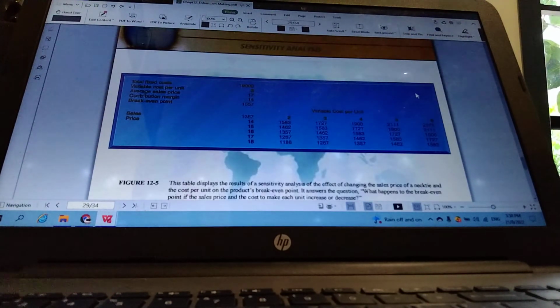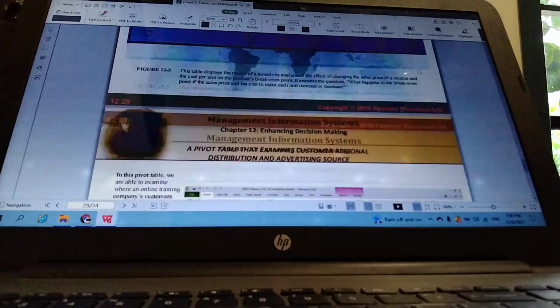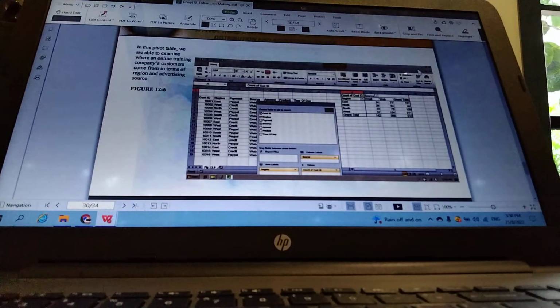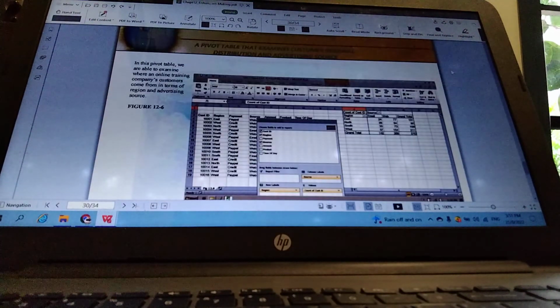There is an example of sensitivity analysis that can be done using BI and BA systems. Please take a look, go through this, and you can study the data provided by yourself. There is another example of how a pivot table can be used for the same purpose, using a simple tool like Excel, which is part of your Microsoft Office, for business intelligence purposes.